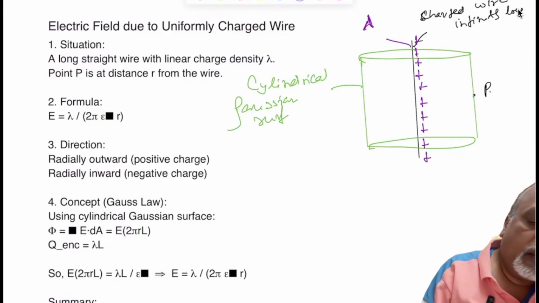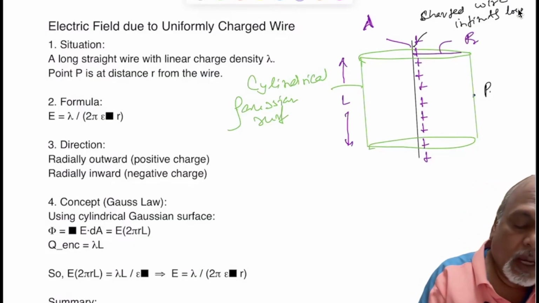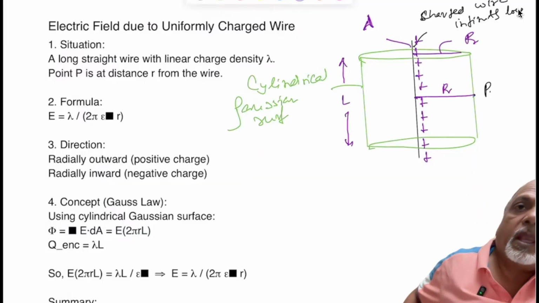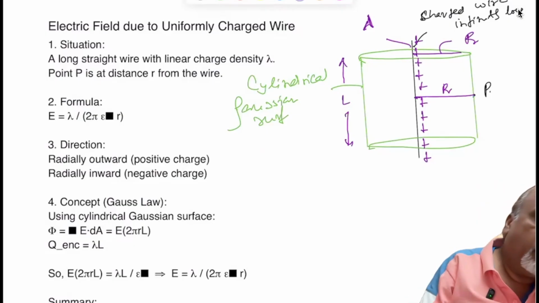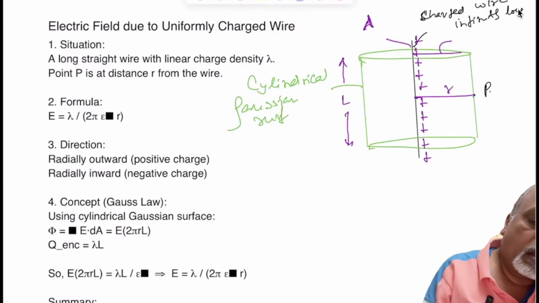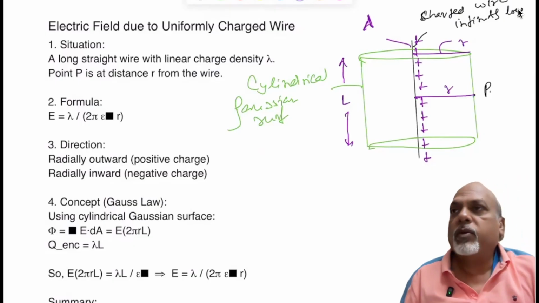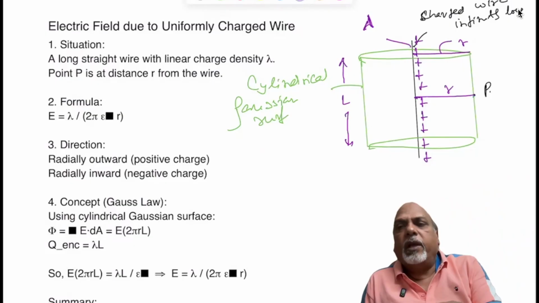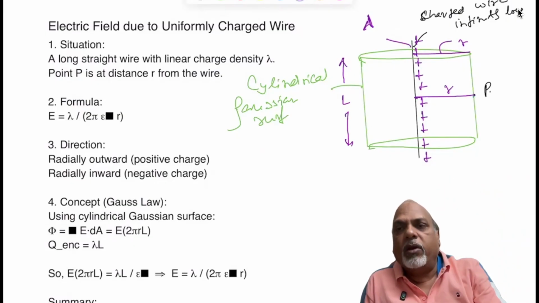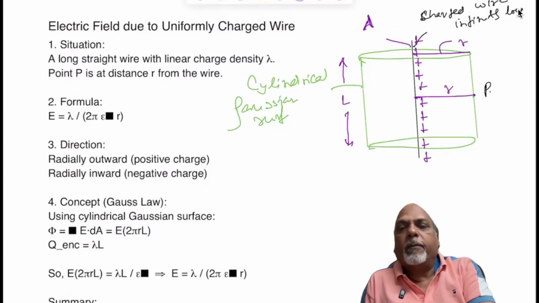Then in this enclosed region, suppose this is your L and the radius of your Gaussian surface is R. Naturally, this point is at R. We have to find out the electric field at a distance r from the infinitely long wire.